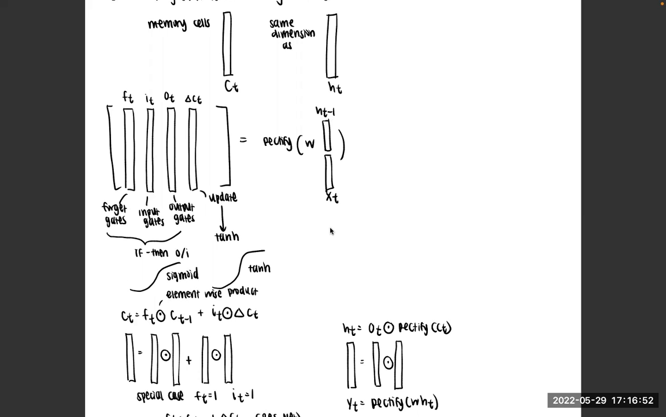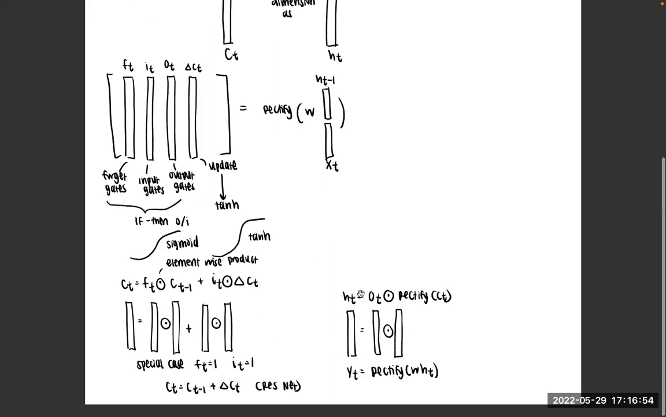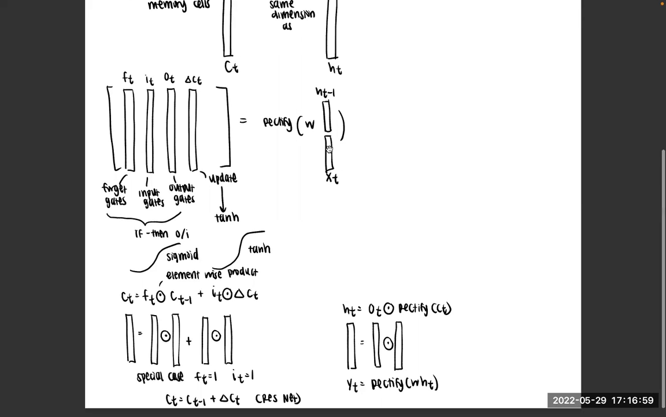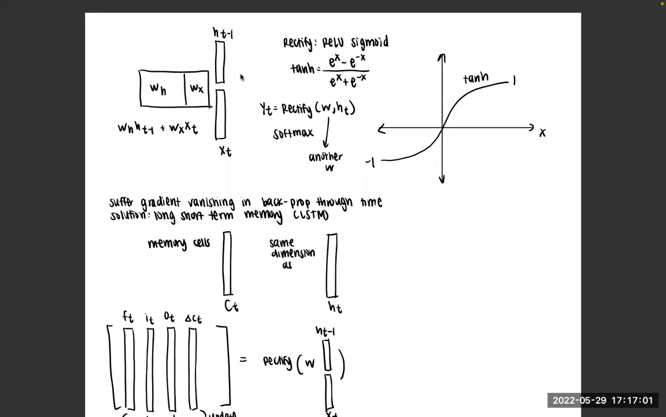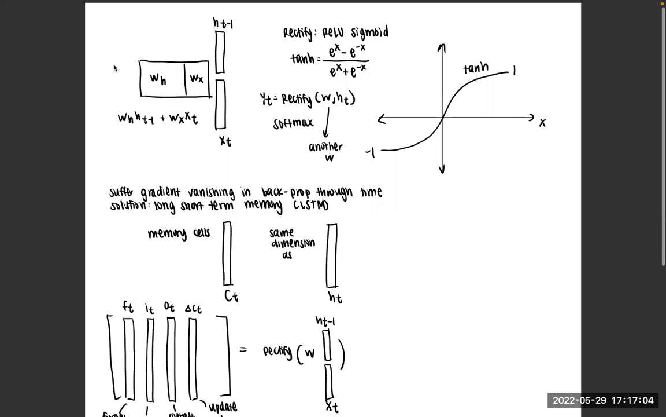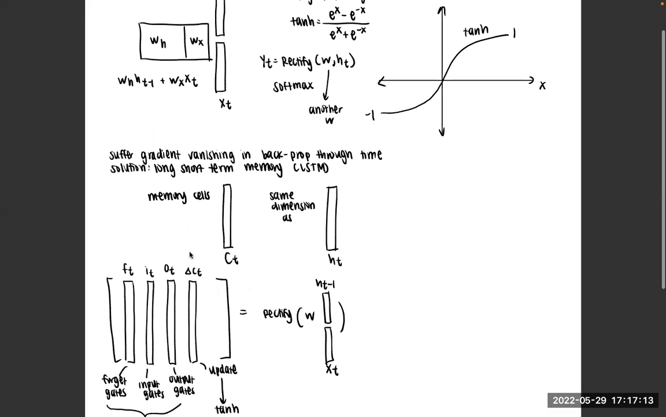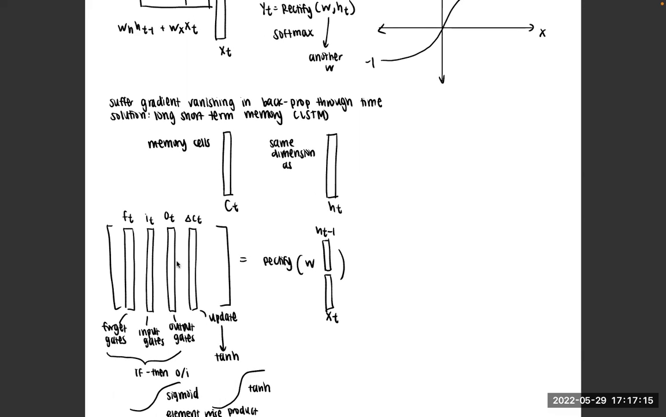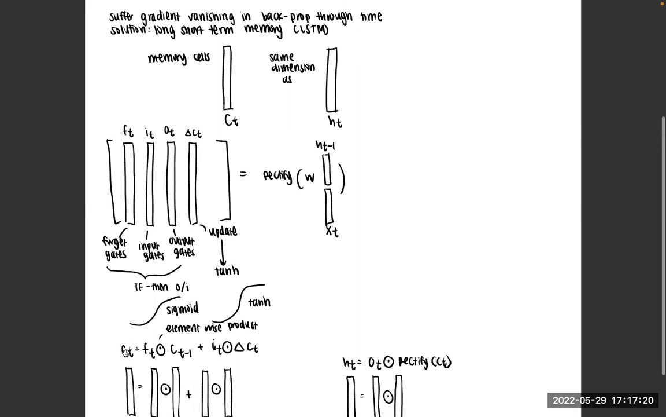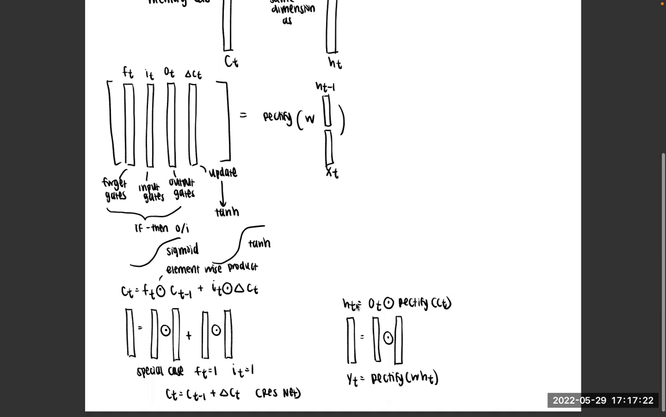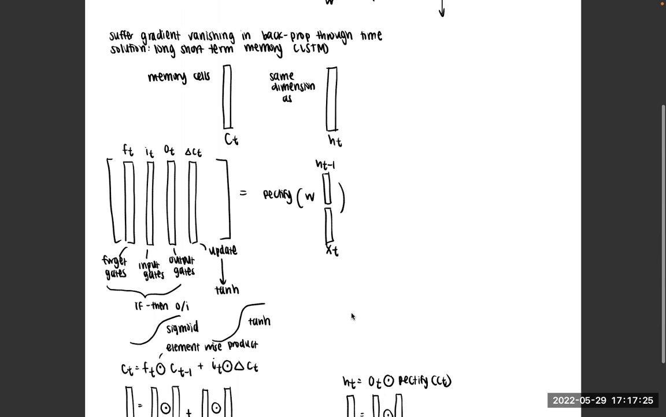You concatenate them, and eventually you get your HT here. So HT is still computed from HT minus 1 and XT, very similar to the vanilla neural network. However, in the vanilla neural network, HT is just this matrix multiply and rectify. Too simple. So rather, we go through 2 steps to get the HT. First, we compute those gates and updates, and then we update CT, and after updating CT, we then get HT. So you have multiple steps.